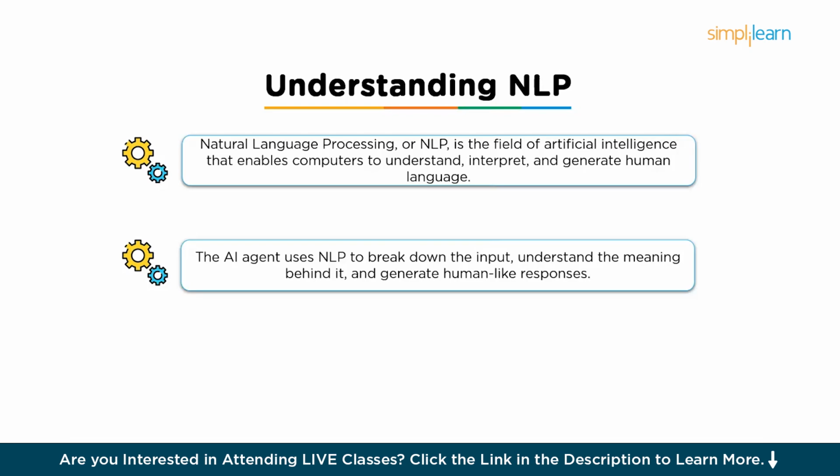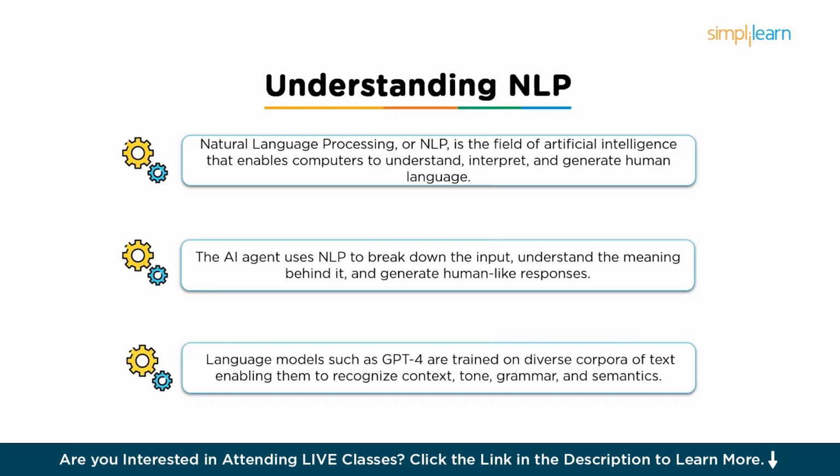When you type a question or speak a command, it's NLP that processes the words, deciphers your intent, and helps formulate an appropriate reply. This capability is significantly enhanced by language models such as GPT-4, which are trained on diverse corpora of text. This massive training enables them to go beyond just recognizing words. They learn to recognize context, understand the tone, adhere to grammatical rules, and grasp the nuances, the true meaning of a sentence, and even entire conversations. Without NLP, AI-powered chatbots as we know them simply wouldn't exist.